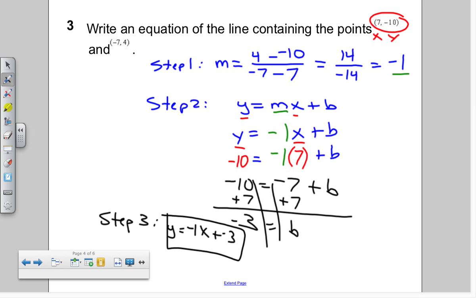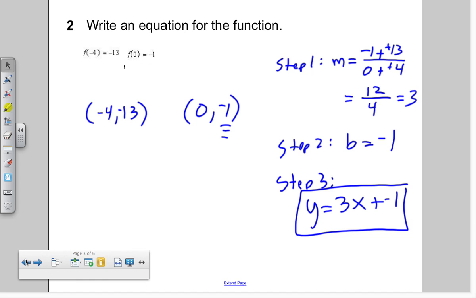There's my equation. I was thinking this one was function notation, but it's not. I should actually go back and look at the second one. I probably should have written this one as f of x equals 3x plus negative 1.